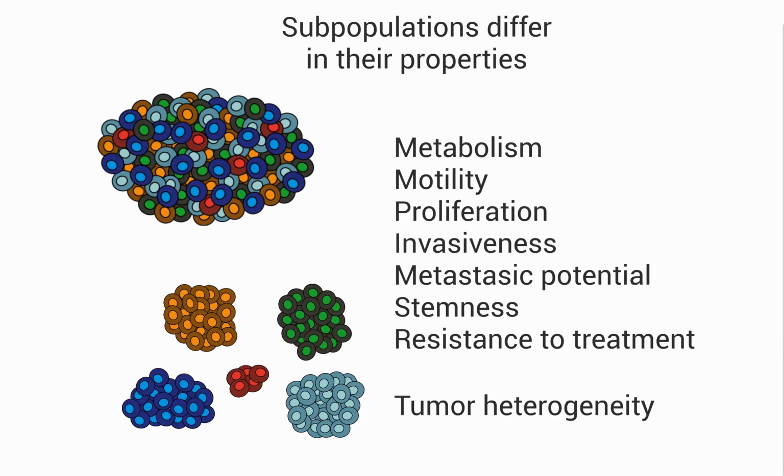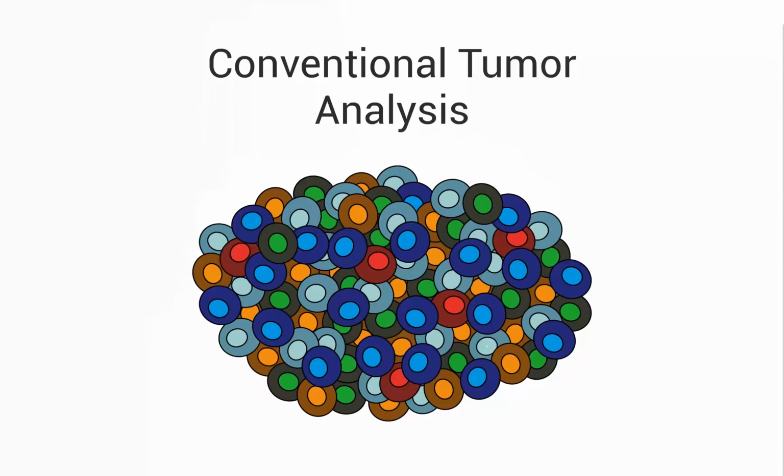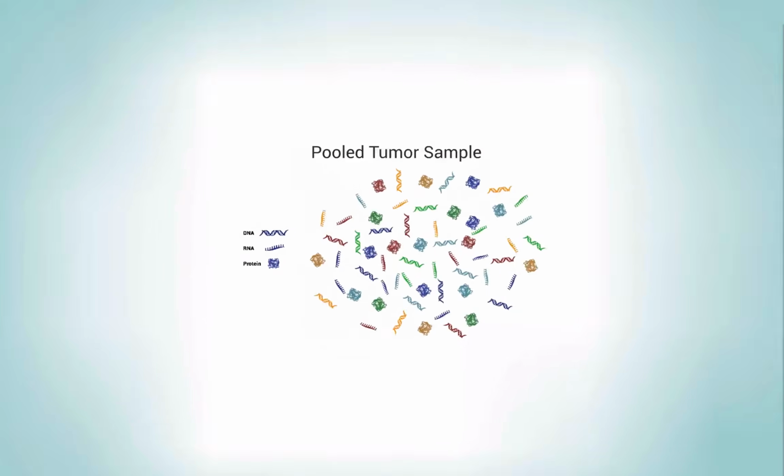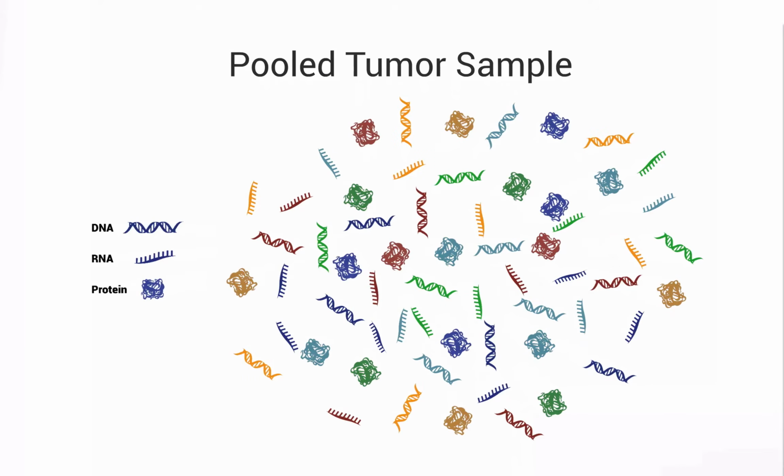But it is actually very difficult to decipher the different subpopulations within a tumor, and that is due to the way we usually process and analyze tumor samples. So in conventional cancer research, tumors are analyzed as a bulk. This basically means you take the whole tumor and lyse it. Now you have a pool of molecules like DNA, RNA, and proteins deriving from this tumor that you can analyze.